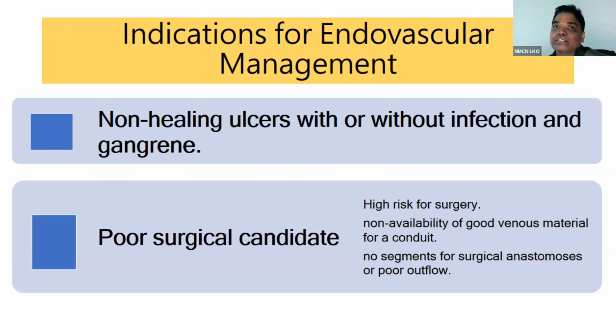So non-healing ulcers, which are infected or not infected, and gangrene are the two indications. And patients who are poor surgical candidates are particularly taken up for these kinds of procedures. Most of these patients are poor surgical candidates because they are high risk for surgery because they have associated involvement of other vessels also, including the coronary vessels. There may be non-availability of good venous material to create a conduit, or there may be segments of the arteries where a proper anastomosis cannot take place because the peripheral arteries may be heavily calcified.